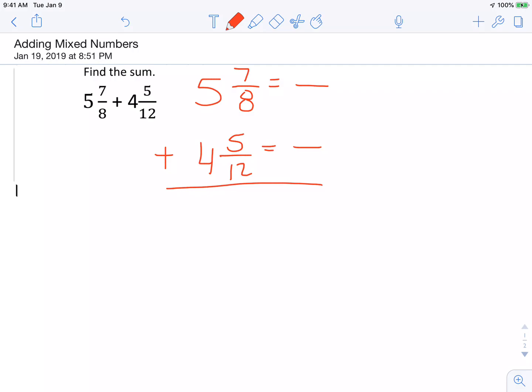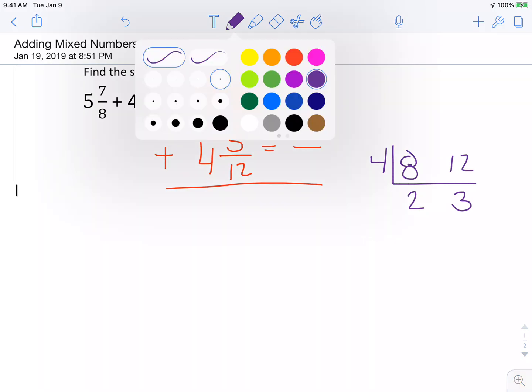And remember, to do that, you do the upside down cake method, which you take your 8 and your 12, put it in an upside down division box. What goes into both of those? 4 goes into both. 4 goes into 8 twice. 4 goes into 12 3 times. Nothing besides 1 goes into 2 and 3, so I am done.